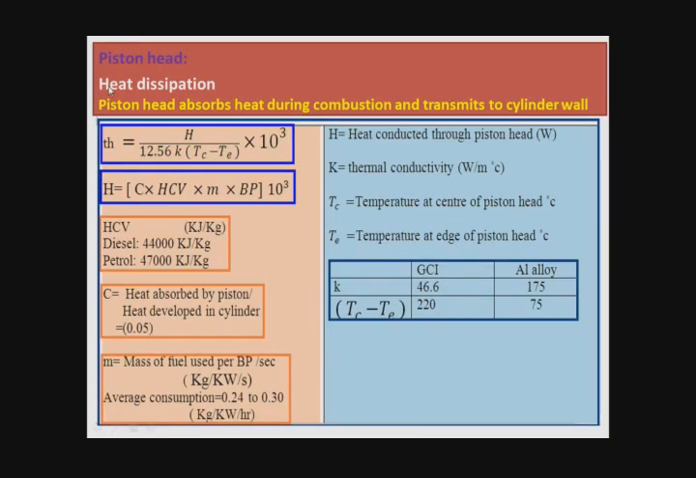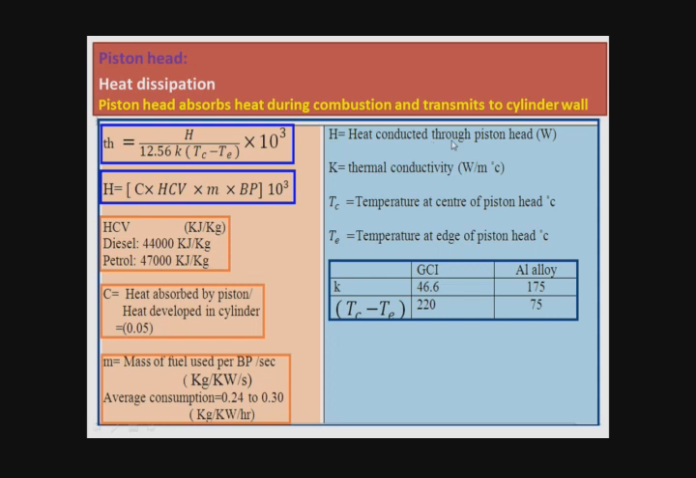Next, the second criterion to find the thickness is heat dissipation. The piston head absorbs heat from the gases during combustion and transmits it to the cylinder wall. That's why it should also be checked on the heat dissipation criterion. According to this criterion, thickness is given by H by 12.56 into K into Tc minus Te, into 10 raised to 3. H is given by C into HCV into m into BP into 10 raised to 3.